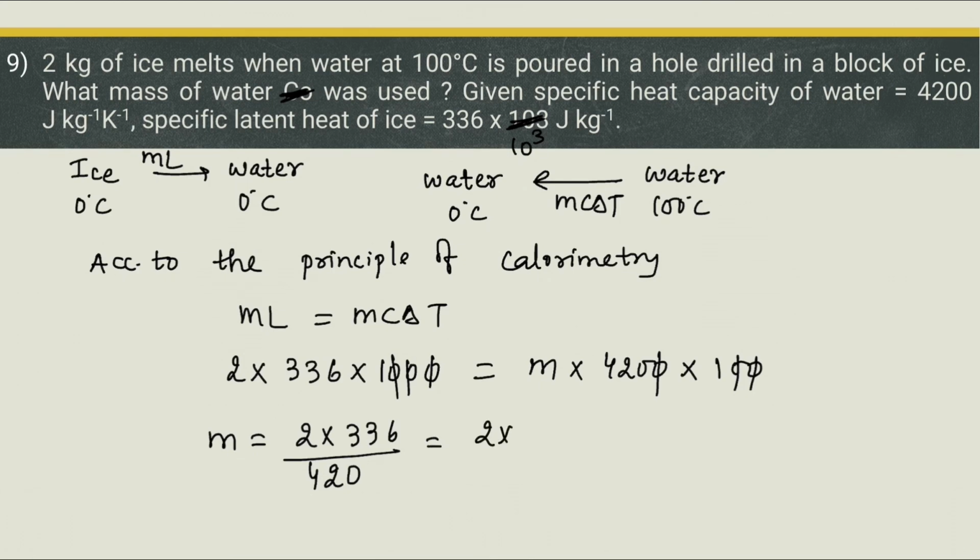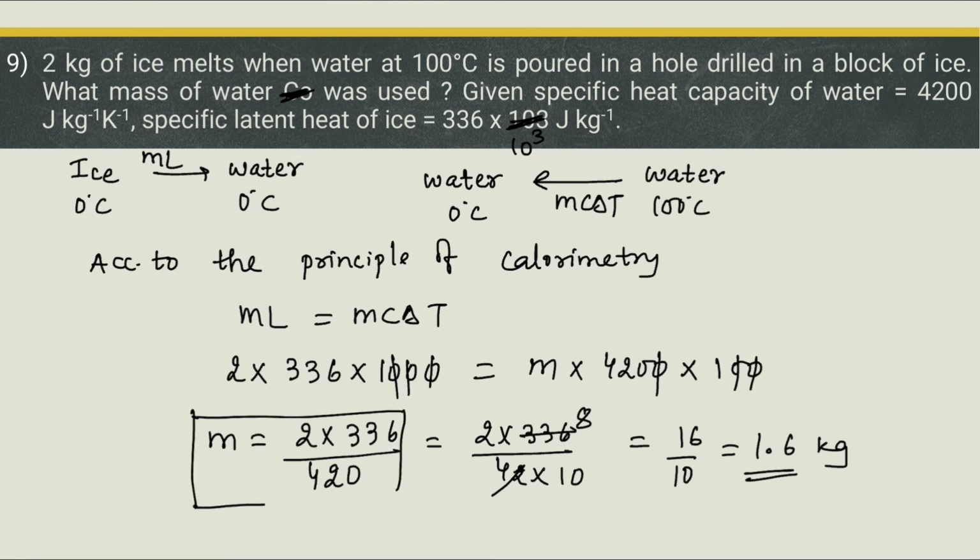Let me write it this way, 2 into 336 upon 42 into 10. The answer is, why did I do that? Because 42 times 8 is 336. So 16 upon 10, 1.6 kilogram. Okay. So after writing this particular step, it should strike you that if I divide this 420 into 42 and 10, then 42 times 8 is 336. So such small pieces of knowledge will help you to solve numericals very easily.